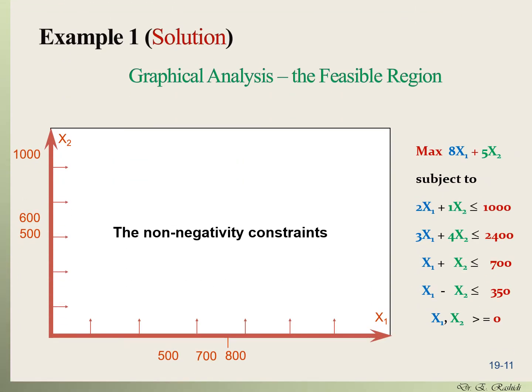Here is how we solve this problem using the graphical method. The graphical LP, as I said, can only be used for two-variable problems. So in this problem, we only have two variables, x1 and x2, as you see here. I have written the model on the right side of the screen so that you can actually see it. And then we're going to plot the problem.